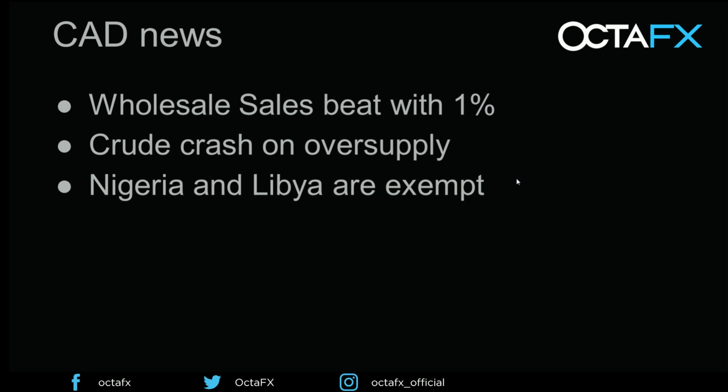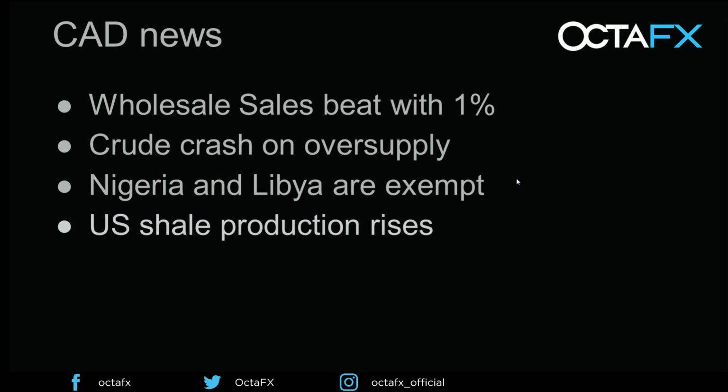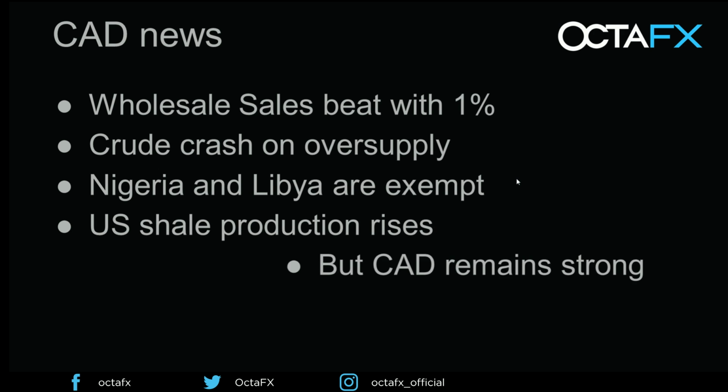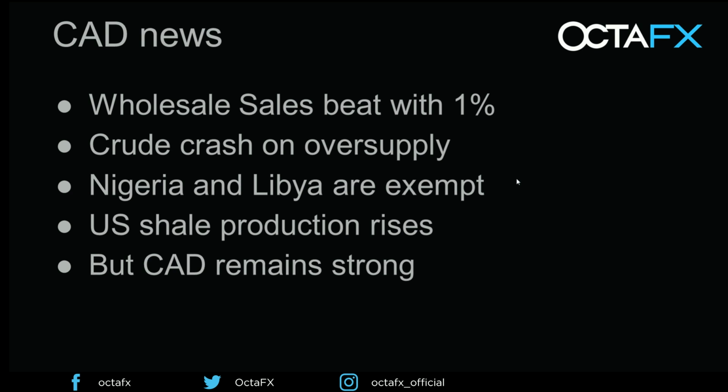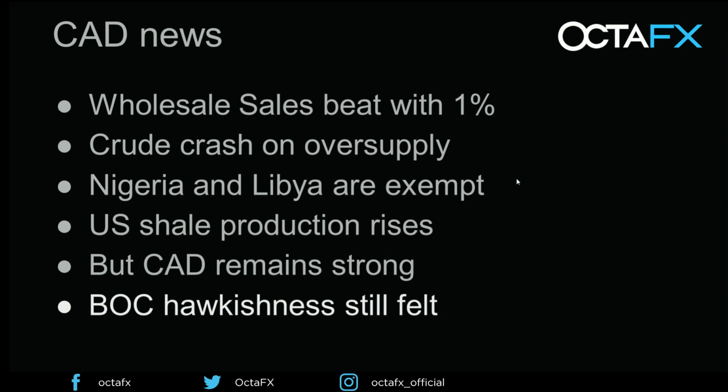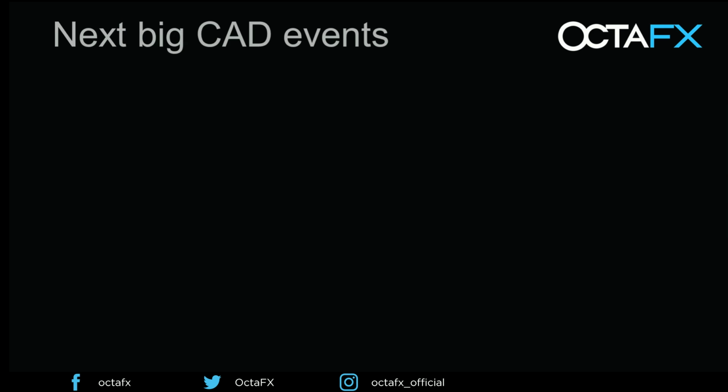Let's discuss a bit more about oil. So we had oil falling because Nigeria and Libya are exempt from the OPEC production cuts. It means that they produce more oil, that OPEC in general produces more oil than was expected, and oil production in the United States, shale production, continues swiftly. Again, the Canadian dollar remains strong. So we're seeing how the strength in the Canadian economy, the hawkishness of the Bank of Canada, is helping the Canadian dollar beat the fall in oil prices.